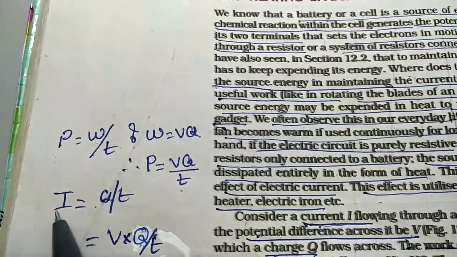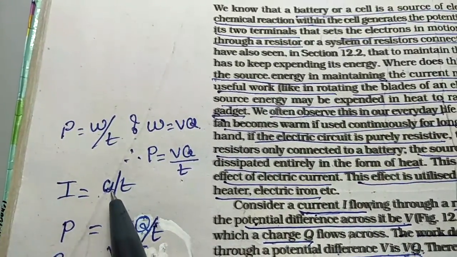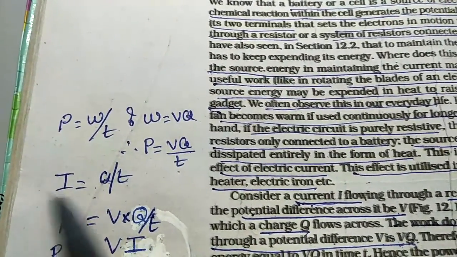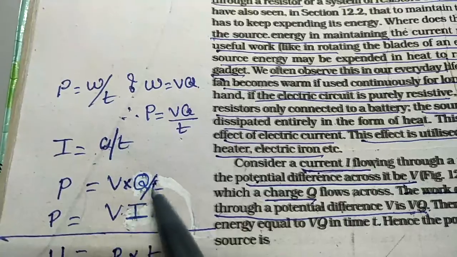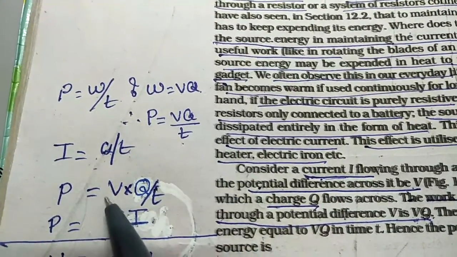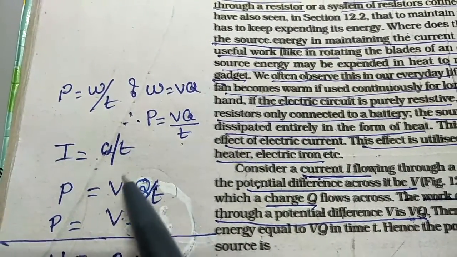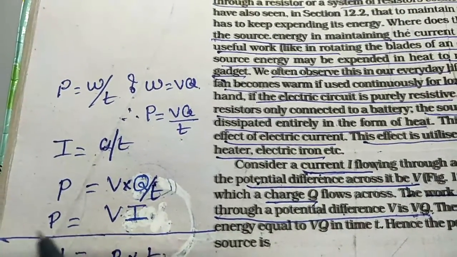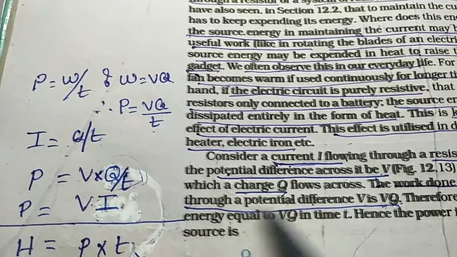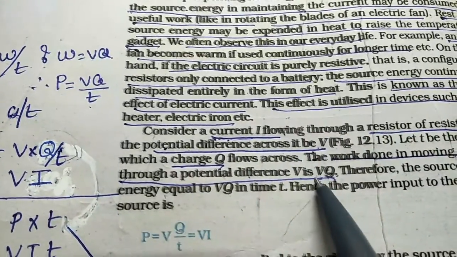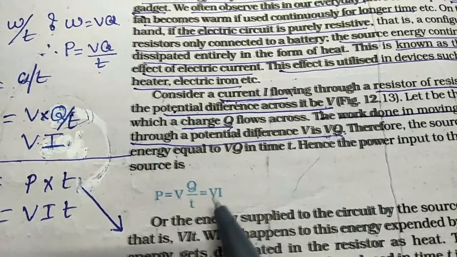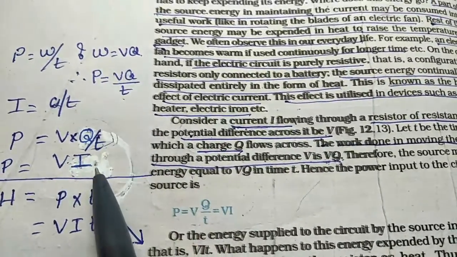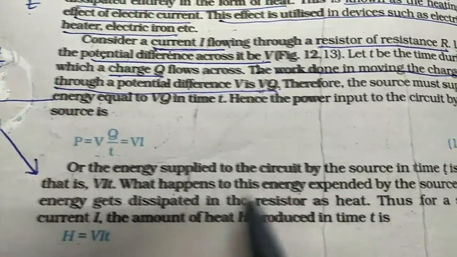Now all of us know current I is equal to charge upon time, that is Q upon T. So if you substitute this value here, V multiplied by Q upon T becomes V into I. So P is equal to V into I. That's the first derivation we get, P is equal to V into I. That's how this derivation has come. Now you go to the next derivation.